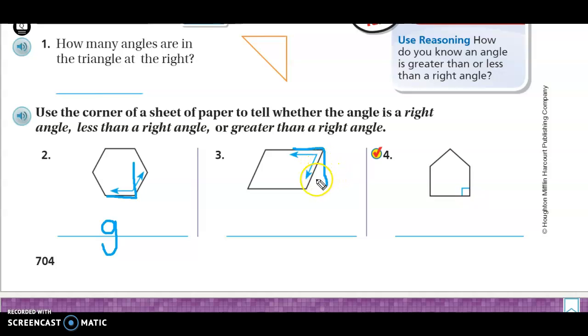And notice how it's pinched in. So that would be less than. I'm going to put an L for that one. And this one has a really big clue. My classes are always like, oh, look, there's a square in there. Oh, yeah, a square. Yeah, that gives it the symbol.